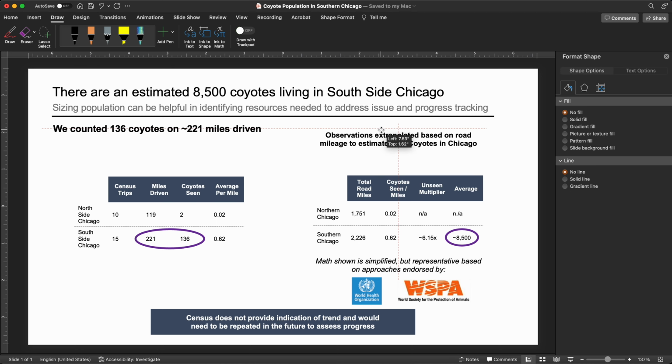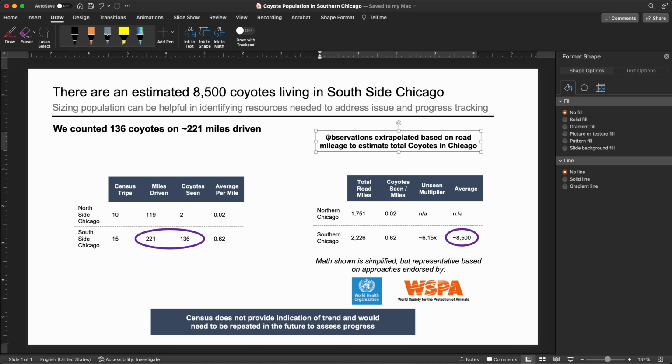And I'm going to simplify the language here a little bit. Extrapolated estimate based on total mileage and unseen multiplier.